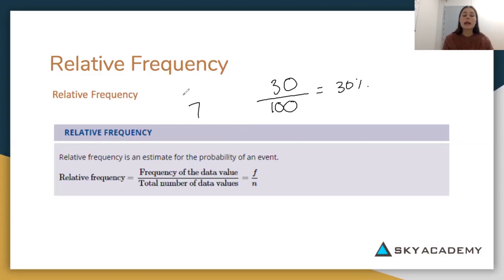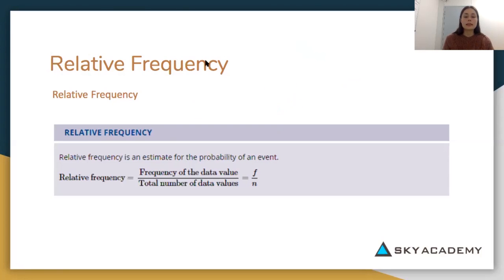So it's trying to figure out how many times this data point, the data point of 7, occurs, or the frequency of it. So it occurred 30 times, and you divide the frequency of that data value by the total number of data values in the entire set. So there were 100 data values in that entire set, so we get a relative frequency of 30%.